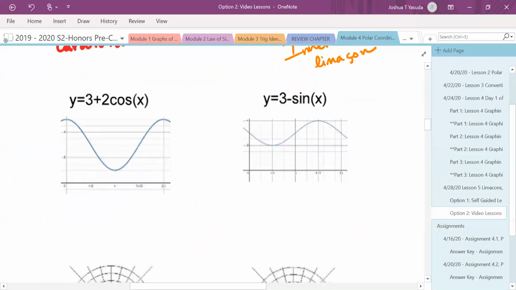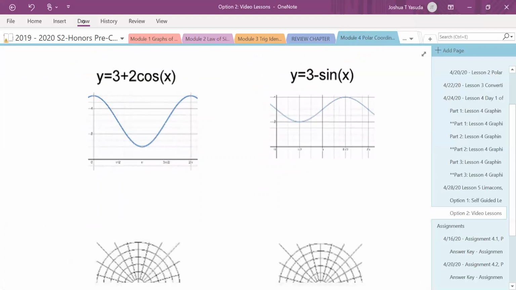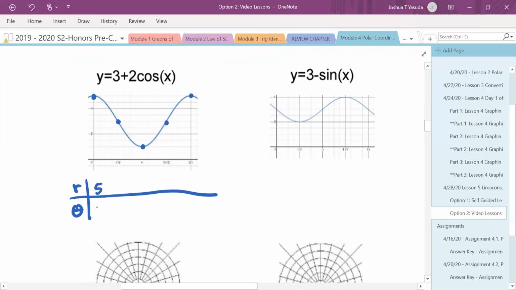All right, here we go. Next one. Same thing. Gonna get my 5 points. Got this guy. The middle's at 3. So r and theta. R is 5 at 0. It's gonna be 3 at pi over 2. It's gonna be 1 at pi, I think, if I can read that and do the graph in my head kind of quick. It's 3 at 3 pi over 2. And 5 back at 2 pi.